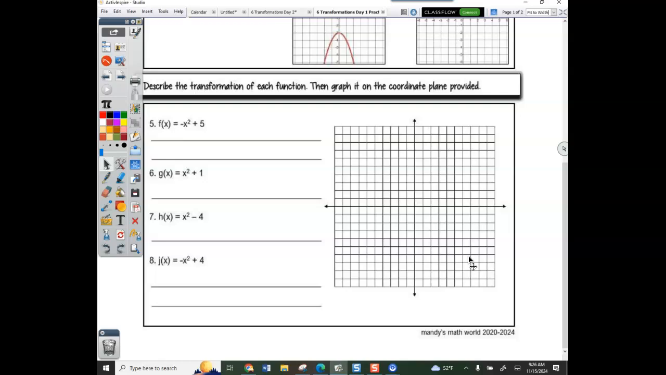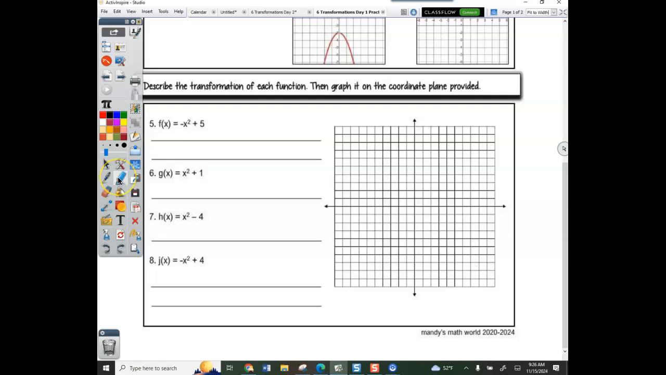Describe the transformation and then graph it on the coordinate plane. They do want you to put all of these graphs on the same coordinate plane. That way you can see the shifting, the reflecting, all of it.